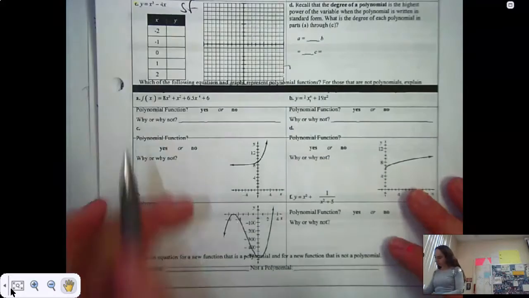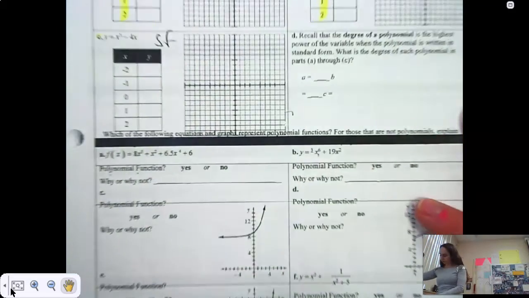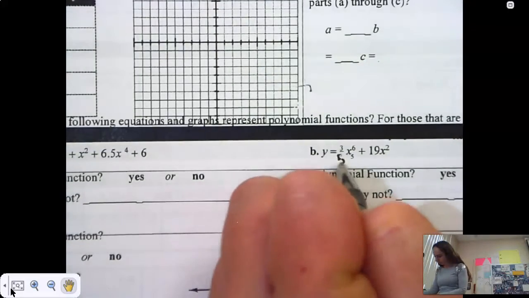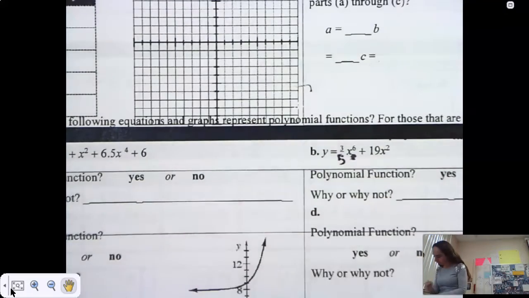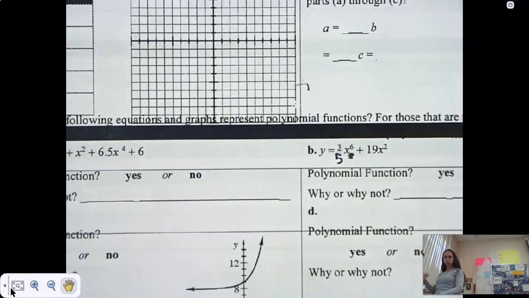Okay, in this one, they want to know if it's a polynomial function. Ooh, something happened here. Let me zoom in on this question. This one's kind of ridiculous, but hey, this way you can use homework help, which a lot of you use. That looks like it's supposed to be 3/5 x to the 6th plus 19x squared. Use Desmos to help you graph this stuff and answer the questions, okay?